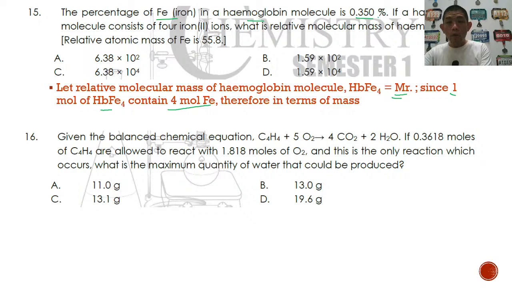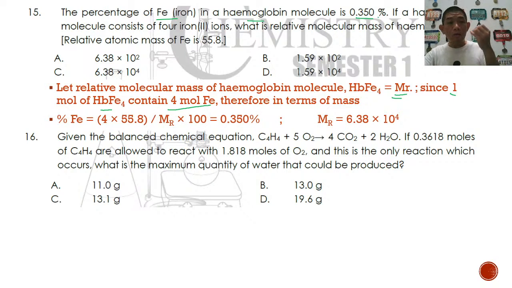Okay, so 1 hemoglobin consists of 4 iron atoms. So the percentage of iron in here shall be 4 times 55.8, which is from iron, divided by the molar mass, the molar mass of the hemoglobin, times 100%. At the end, the total percentage of the iron by mass is 0.350. So that is what it means in here.